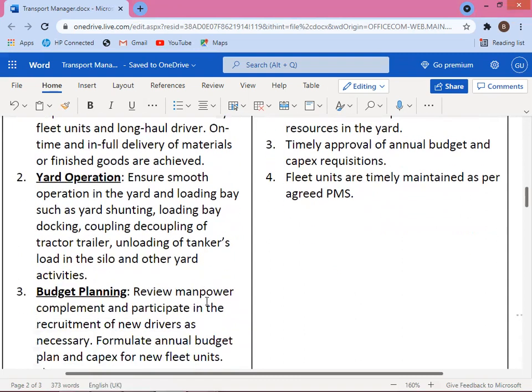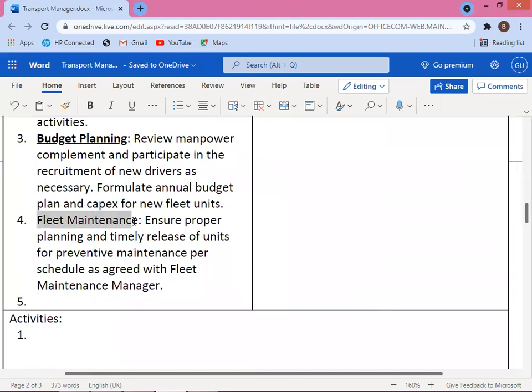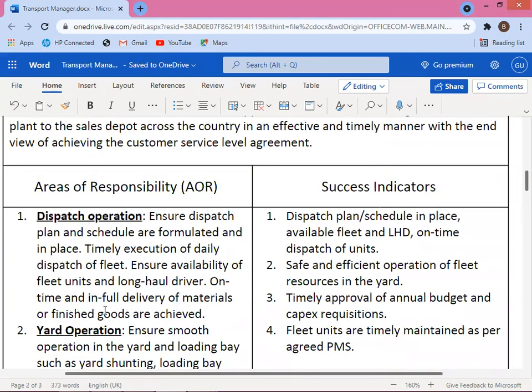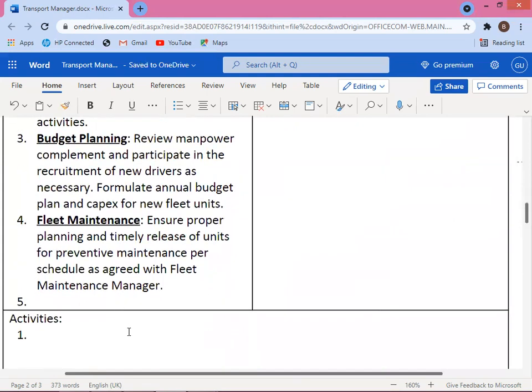Okay. Now let's go back to the AOR. Then I'll start writing number 5. Number 5, what you call AOR. So now, let's do the bolding and the underlining first. So we have done something for the dispatch operation, the yard operation, budget planning, and fleet maintenance. What about the people, the human resource? Now we'll talk about the long haul driver.